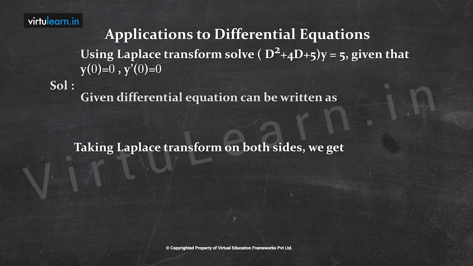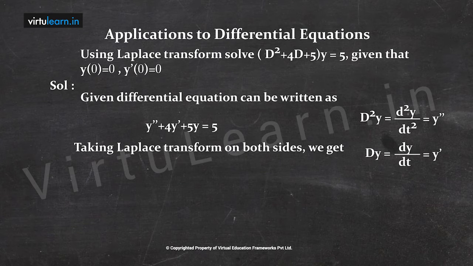Now the given differential equation can be written as y double dash plus 4y dash plus 5y equal to 5. D square y equals d square y by dt square, that equals y double dash. Now dy equals dy by dt, that equals y dash. According to that, y double dash plus 4y dash plus 5y equal to 5.